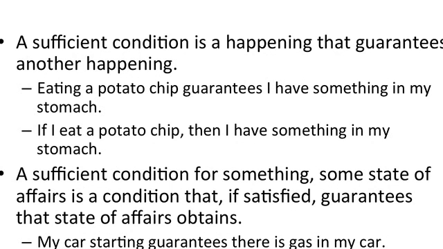When we're dealing with conditionals, we oftentimes see the language of sufficiency, necessity, and joint necessary and sufficient conditions. So let's talk for a couple of minutes about what each of these pieces of terminology means and how it functions. We say that a sufficient condition is a happening that guarantees another happening. So, for example, eating a potato chip guarantees I have something in my stomach. You can reformulate this as follows: if I eat a potato chip, then I have something in my stomach.